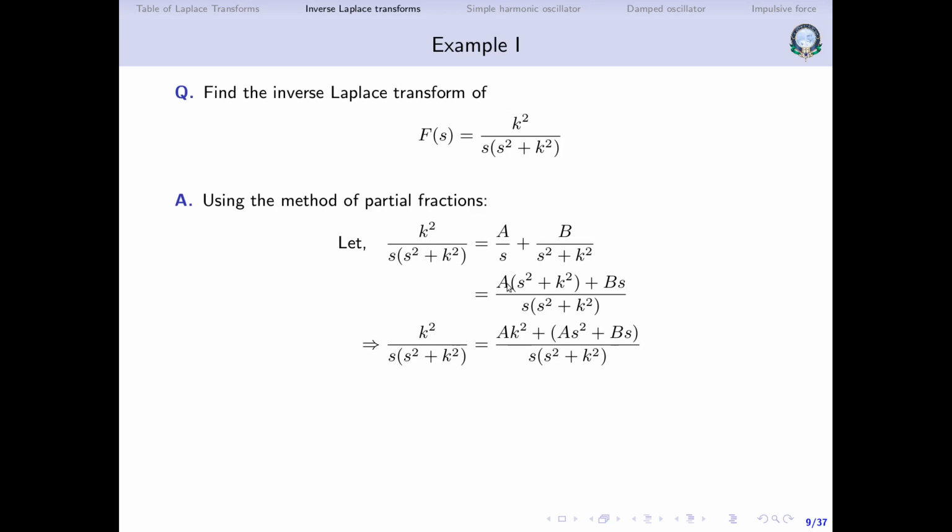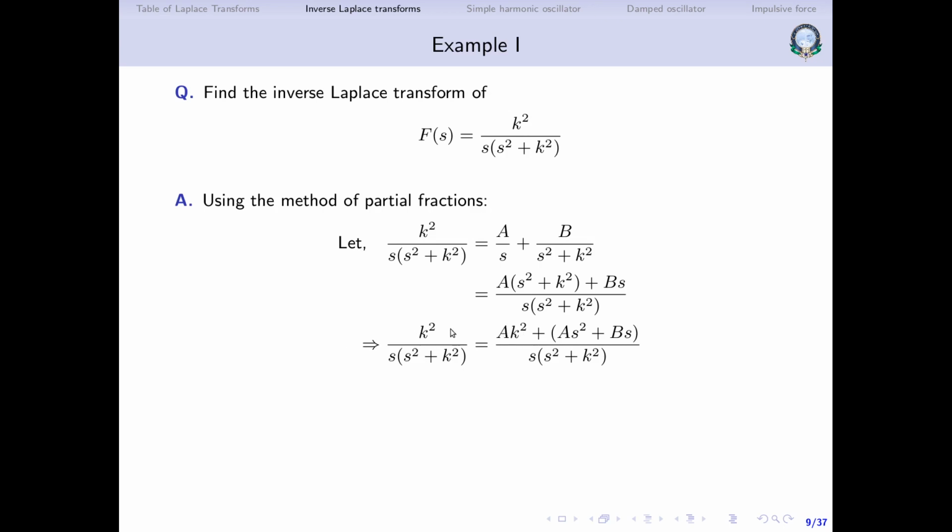So a into k square, there is only one term, so we have ak square. Then there's going to be an a s square, and there's going to be a bs, so that we'll collect it together. Okay, now we compare both the left hand side and the right hand side. The denominator is same, so we just need to compare the numerators. From here we see that with k square we are multiplying 1 with k square, and here a is multiplied with k square, that means a must be equal to this 1.